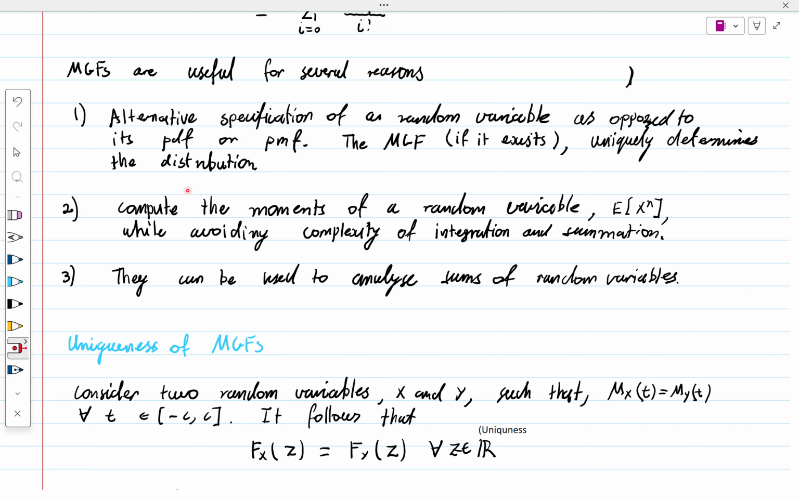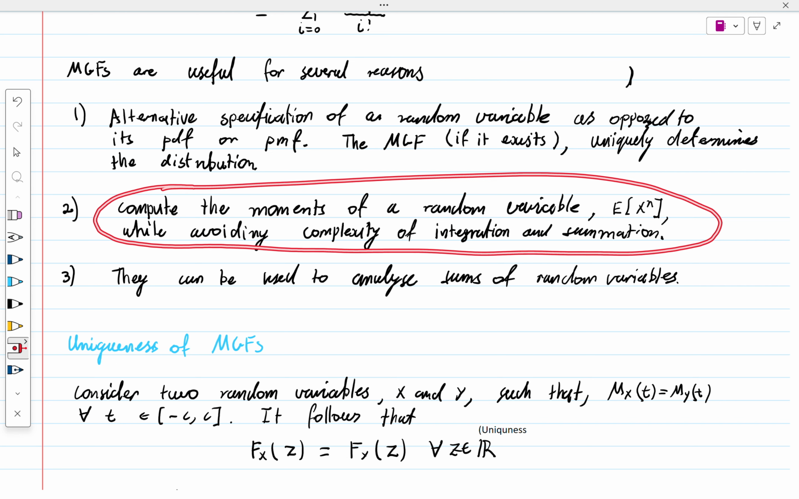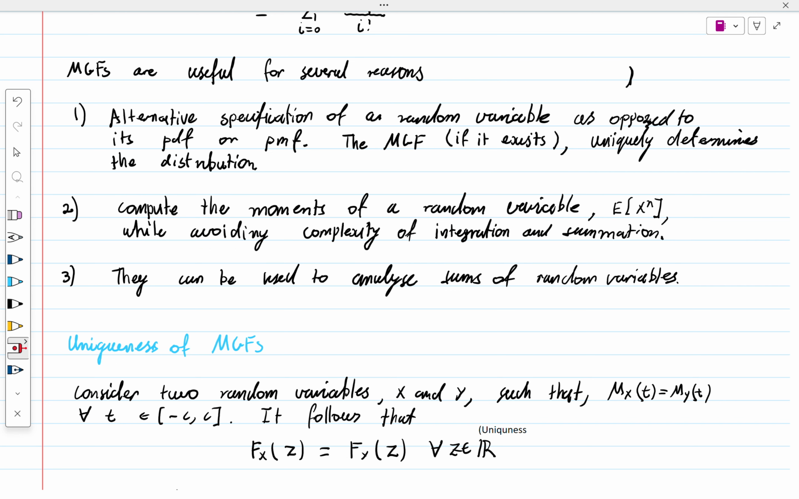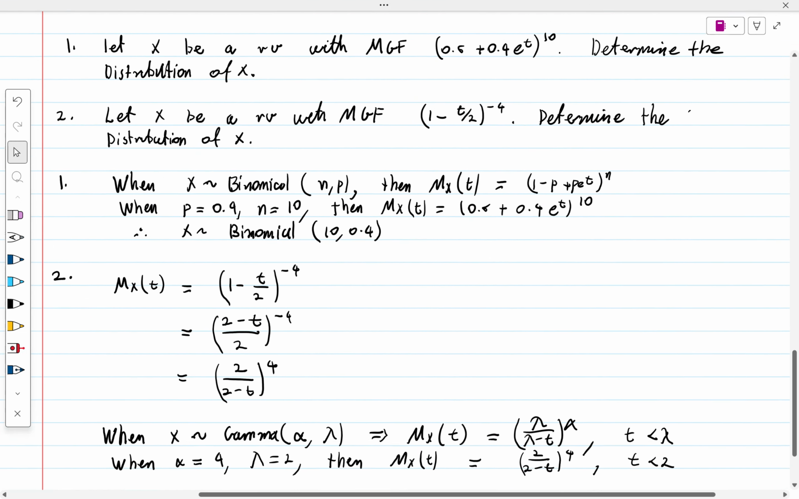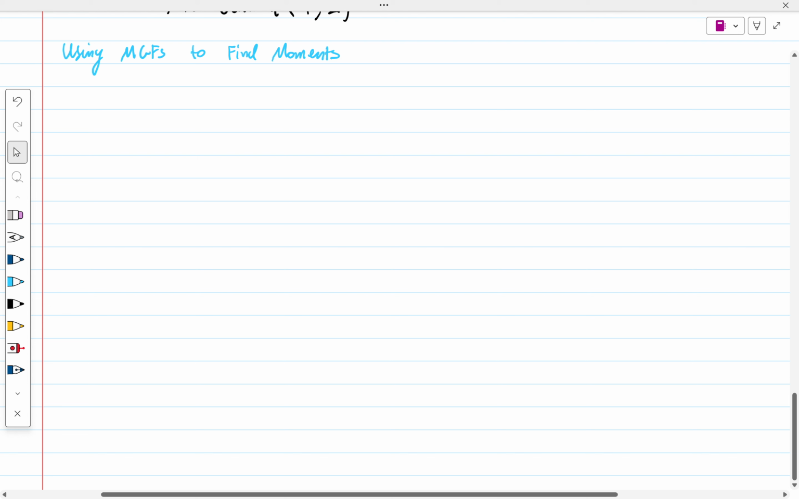In this video, we are going to look at point number 2, how it is used to compute the moments of a random variable. In other words, the expected value of X to the power of n. So, without further ado, let's begin.